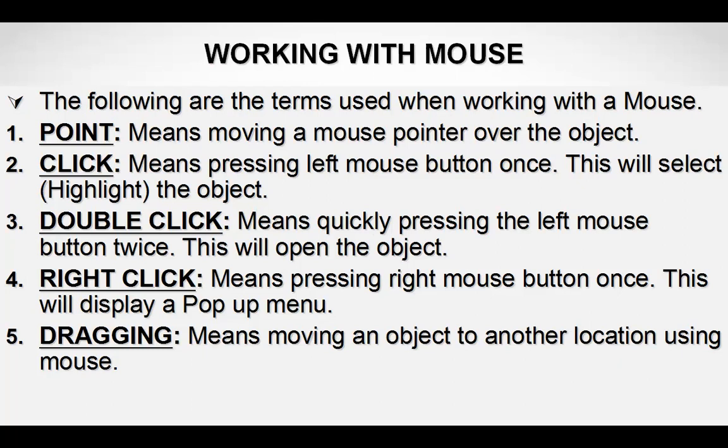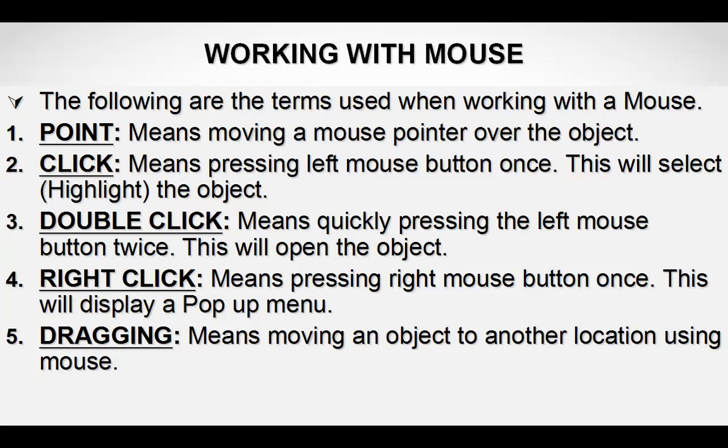Clicking means pressing the left mouse button once. If you're using an optical mouse, clicking the left button is what we call clicking. This will select or highlight the object if you click it once. If you double click, that means quickly pressing the left button twice. This will open the object. The fourth one is the right click. Right clicking means pressing the right button of the optical mouse once. This will display a pop-up menu.